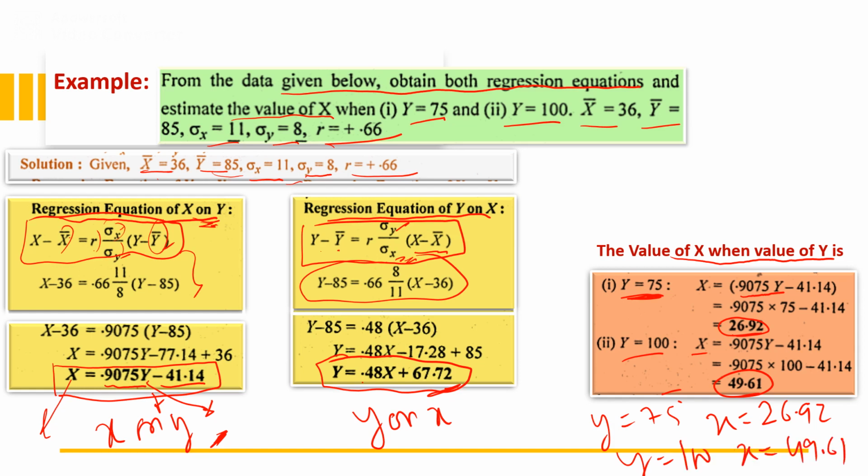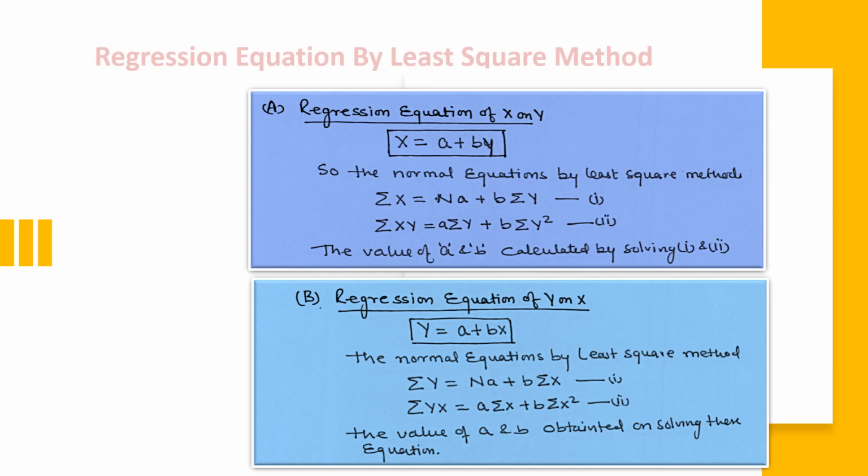In a similar manner, if we have to find the value of y when x is given, we use the regression equation y on x, because in that case x is independent and y is dependent. Now the regression equation by the least square method.